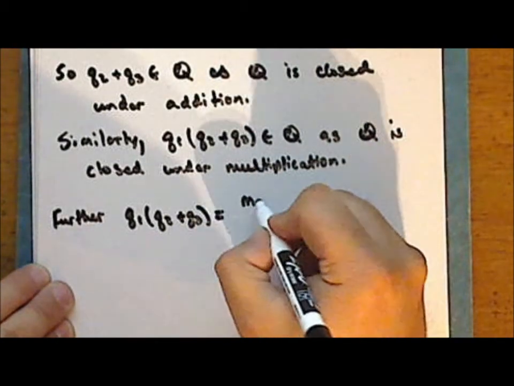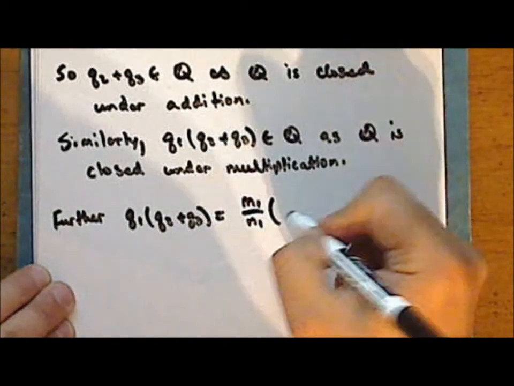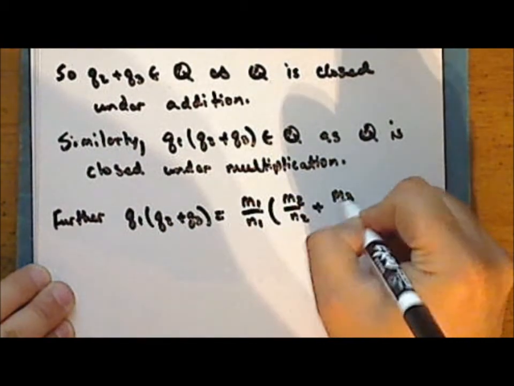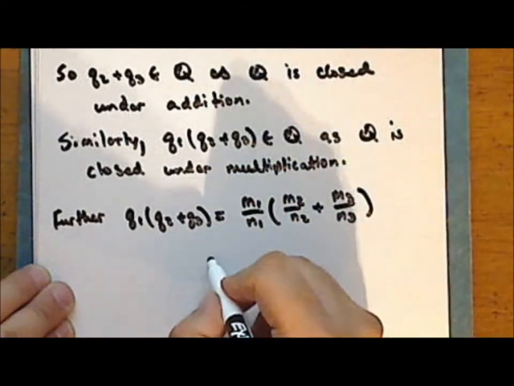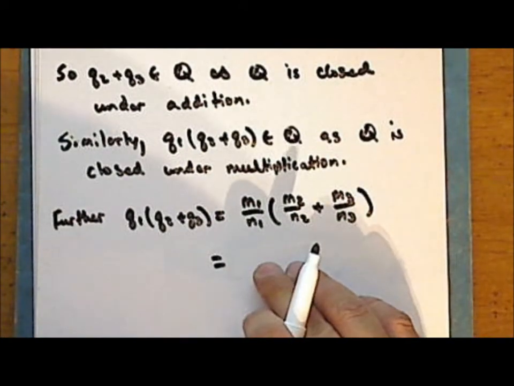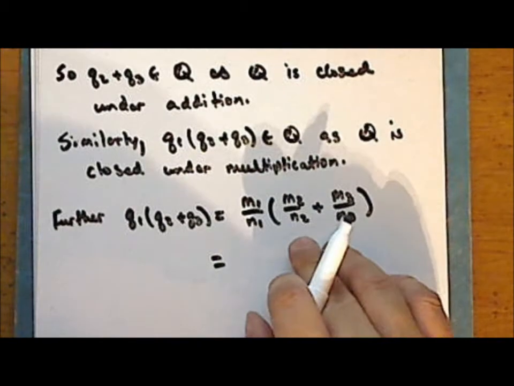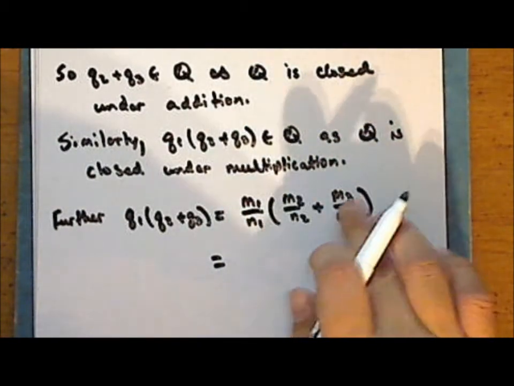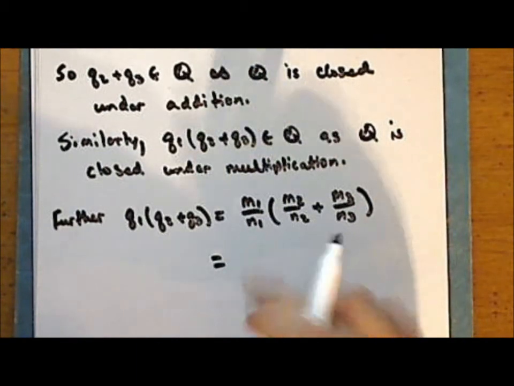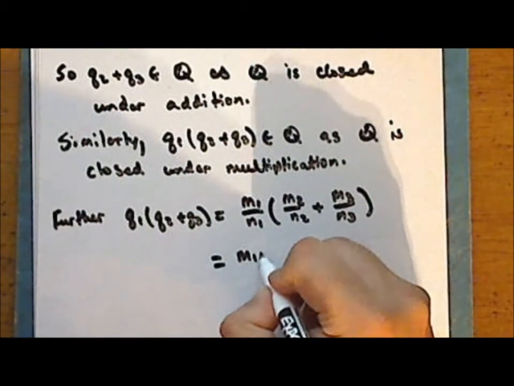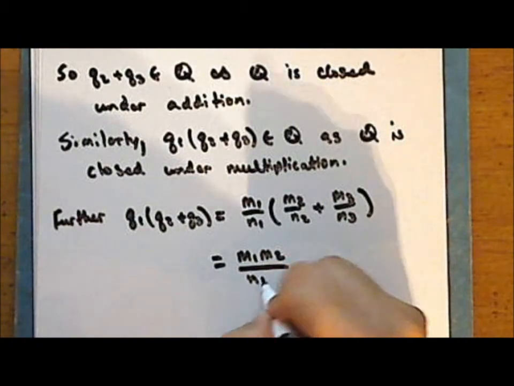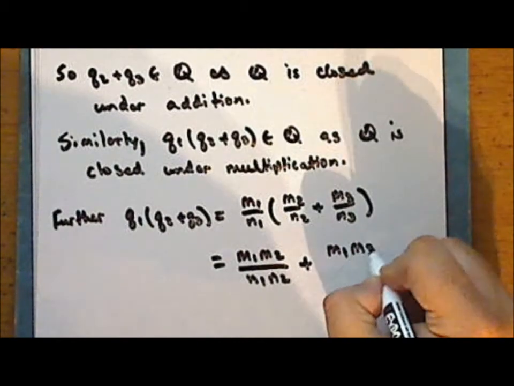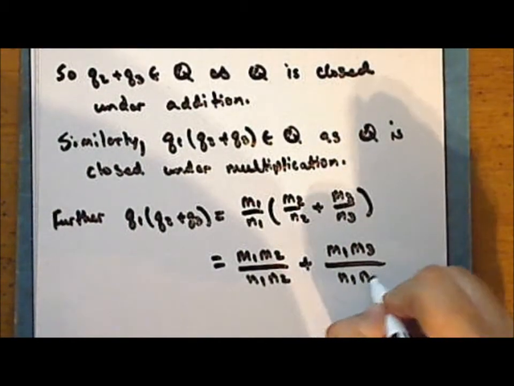is the product of the ratio m1 to n1 times the sum, m2 over n2 plus m sub 3 over n sub 3. Now, as multiplication is distributive over addition for the integers, we can distribute over the numerators and the denominators, and so we have m sub 1 times m sub 2 over n sub 1 times n sub 2 plus m sub 1 times m sub 3 over n sub 1 times n sub 3.